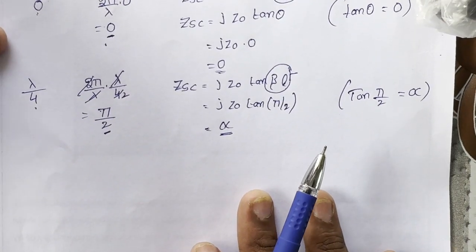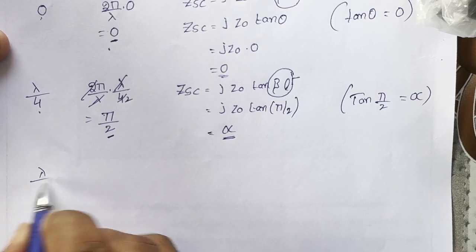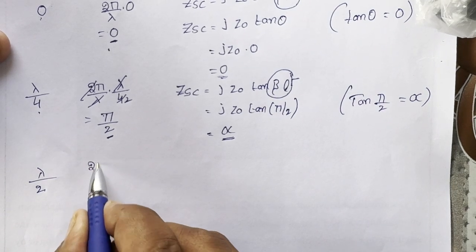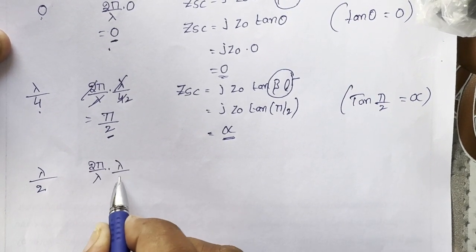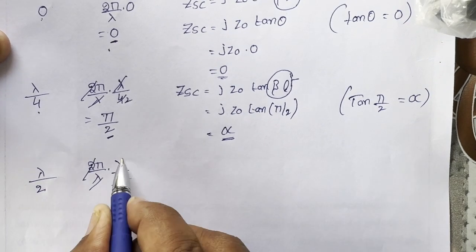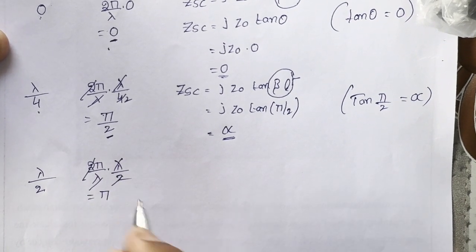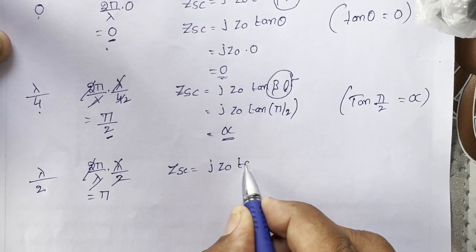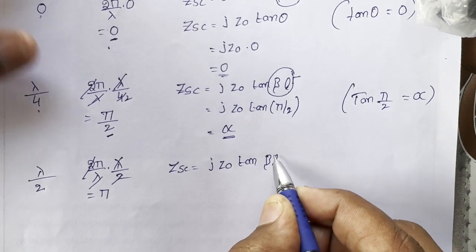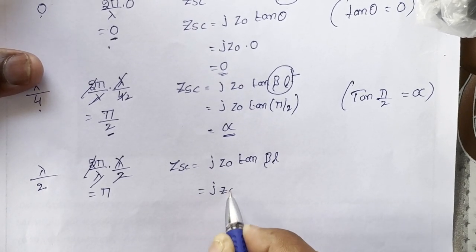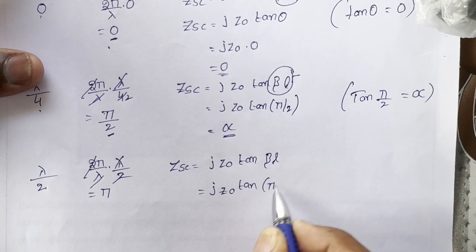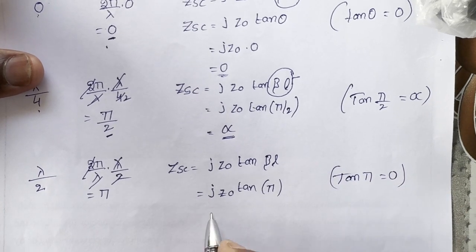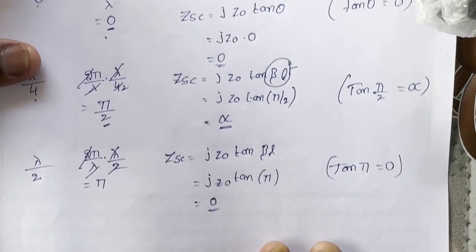Now the third case, I am assuming L is equal to lambda by 2. Now beta L, beta is nothing but 2 pi by lambda into L, which is lambda by 2. The 2s cancel, and here beta L is pi. Then ZSC equal to j Z0 tan beta L, that is equal to j Z0 tan pi. We know that tan pi equal to 0. So this value will become 0.